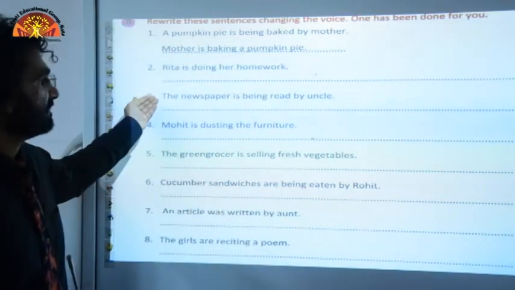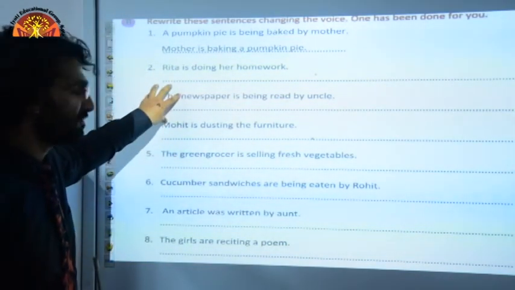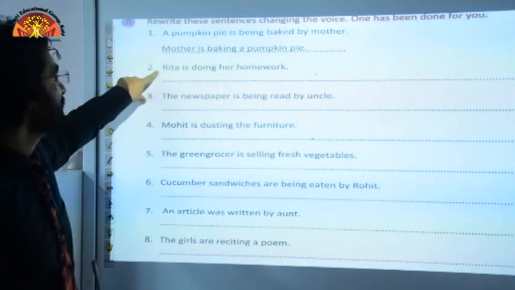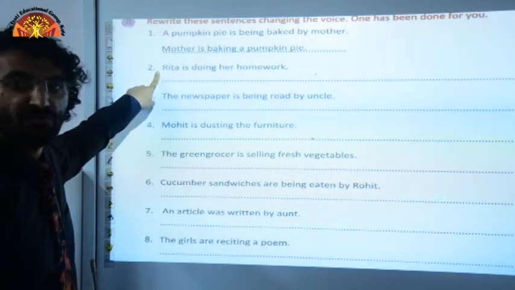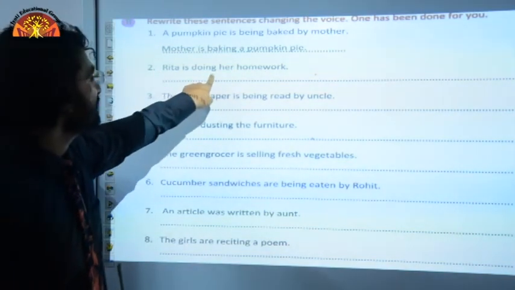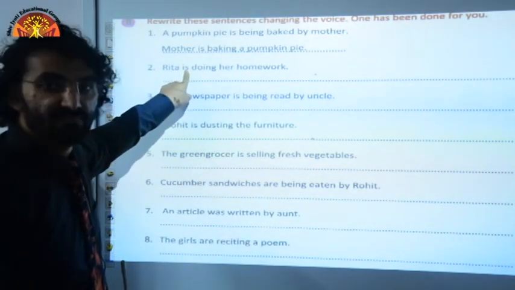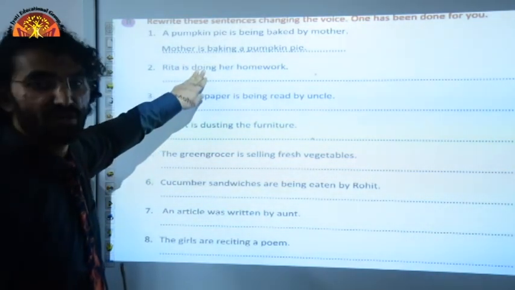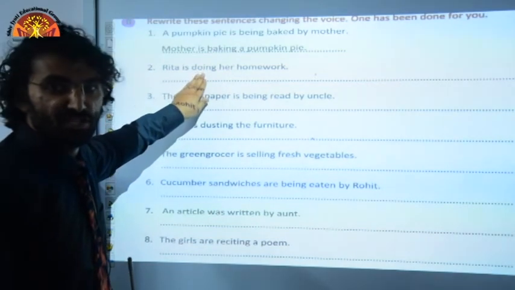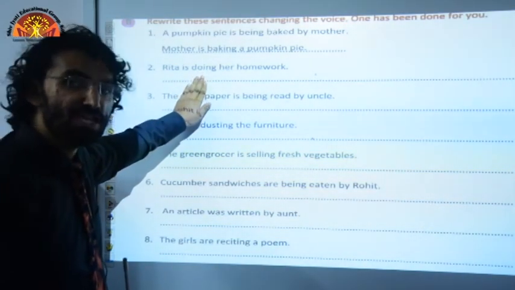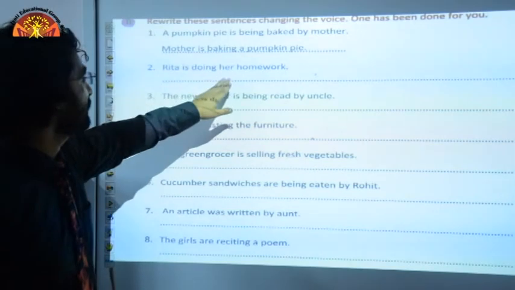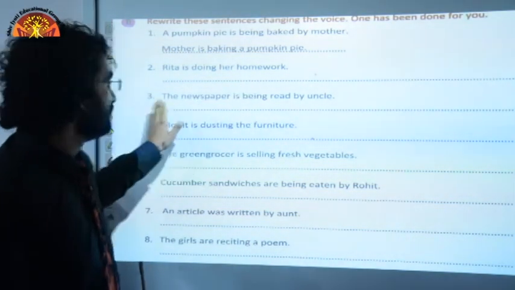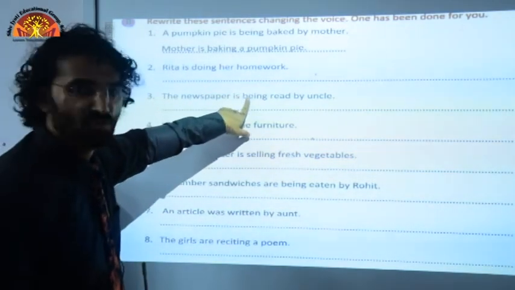This is in the passive voice, and this is the case of present continuous. This was also the case of present continuous. How do we identify? We see this ing form, and this also belongs to the present tense, ing form. So this belonged to the present continuous. That's why we brought in being, okay? Her homework is being done by Rita. This belongs to present continuous.